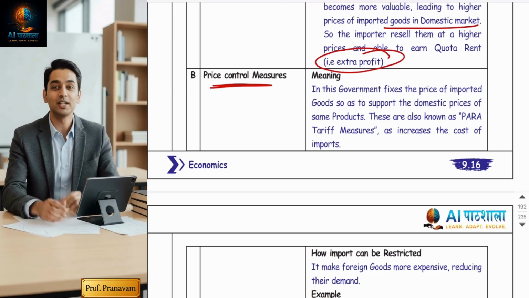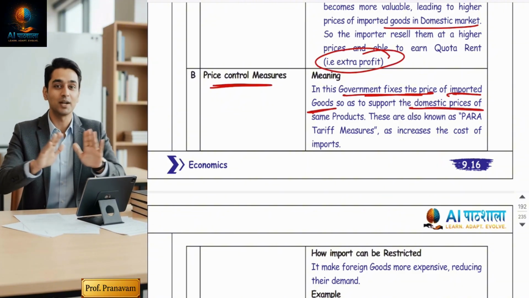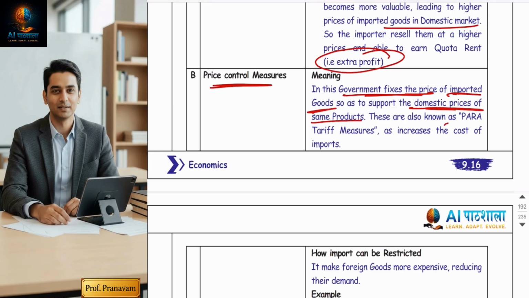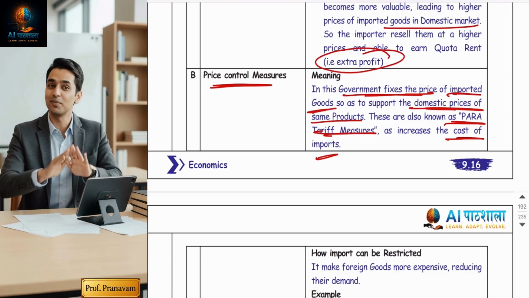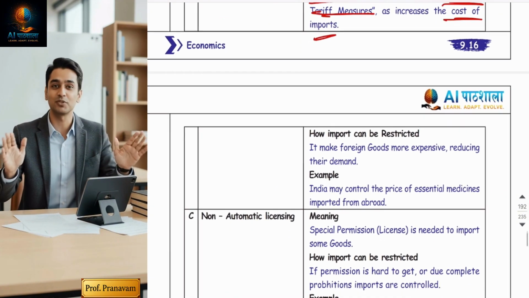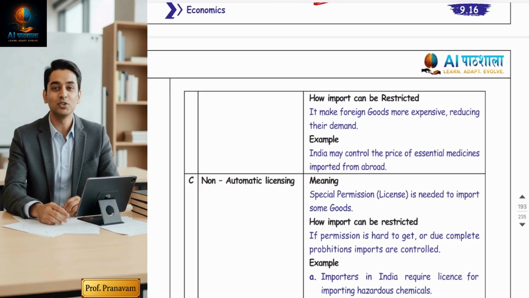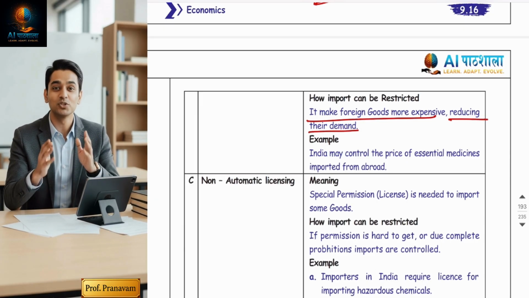Government fixes the price of the imported goods to support the domestic prices of the same product. These are called para tariff measures. This is also called a para tariff measure as it increases the cost of the import. So when the prices increase, importing companies will have to purchase at very costly prices and the domestic producers' interest will be saved. Very fair competition will take place. So you understood the impact: due to price fixation by the government, the imported goods will become very expensive, demand for imported goods will fall and the demand for domestic goods will be maintained.